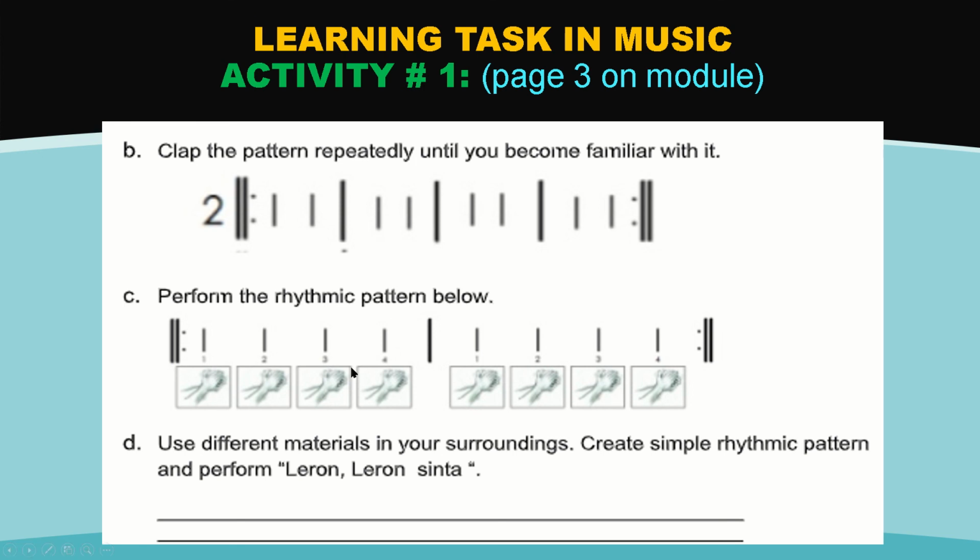Let us start with the first measure. 1, 2, 3, 4. What about on the second measure? 1, 2, 3, 4. Let us try it again from the top. 1, 2, 3, 4. 1, 2, 3, 4. Alright. Next, let's have on letter D.